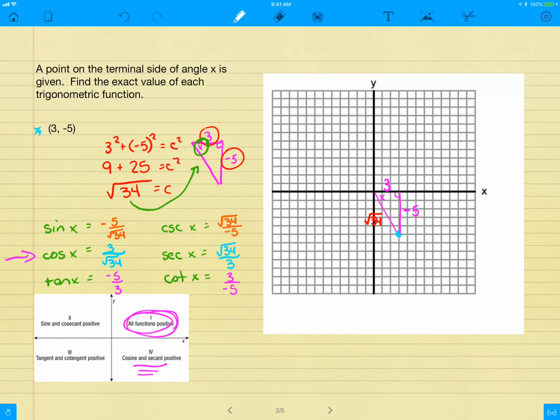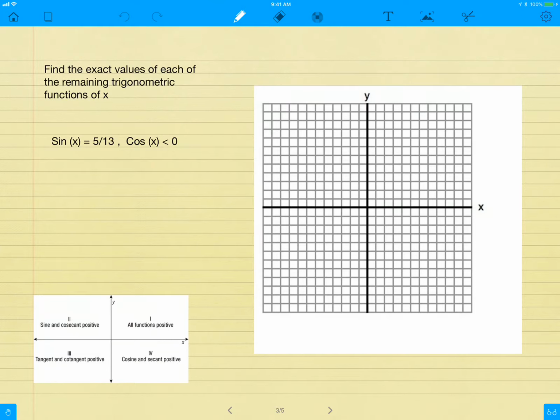Questions, comments about this first problem? Perfect, let's move on. Okay, second one, very, very similar to the last one.